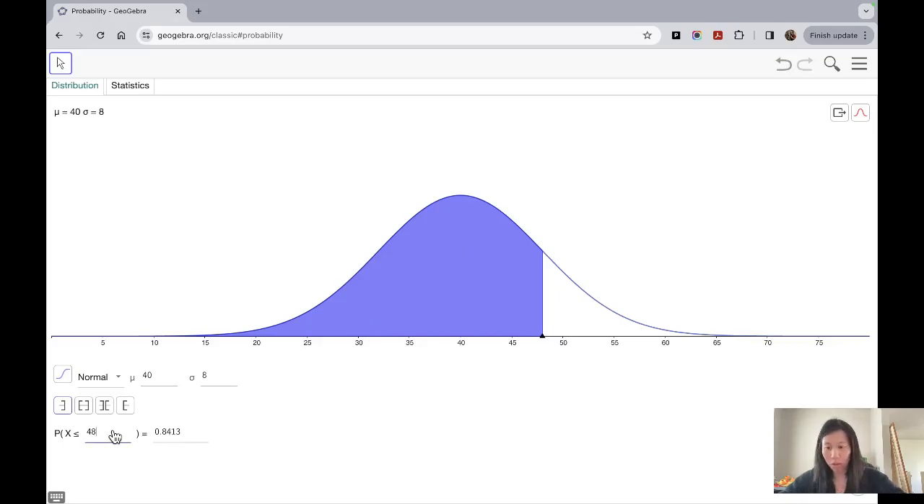So we want to know 54 or less. This is good. This is going to be 95.99%. So that means 95.99% of the time the rainfall is going to be 54 inches or less. All right.